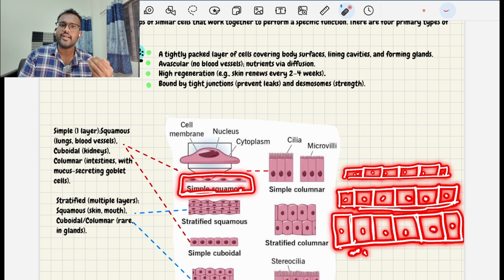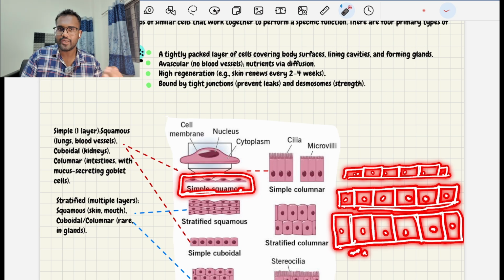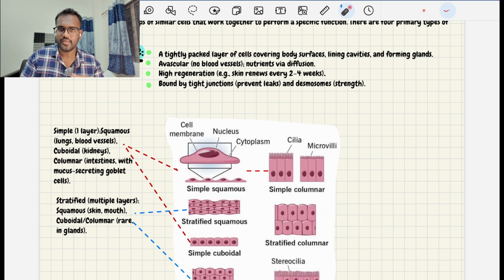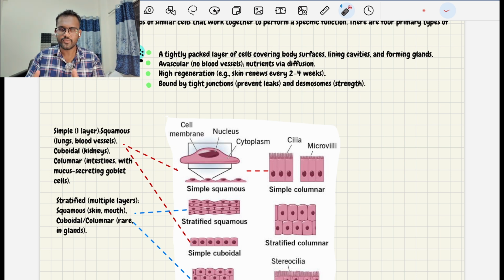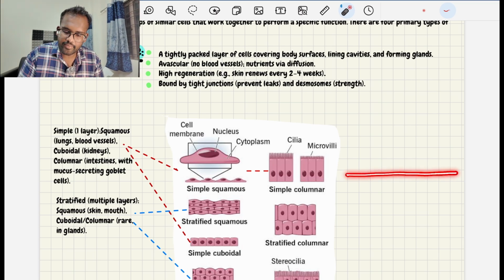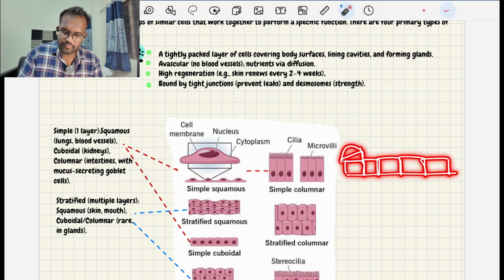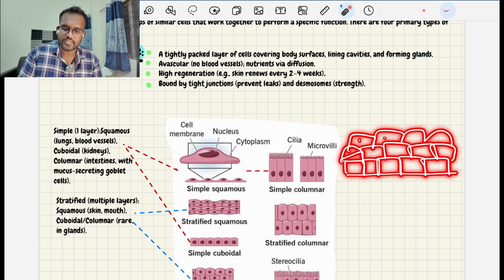Then we have stratified squamous epithelium. What is stratified squamous epithelium? Stratified in the sense multiple layers. The same thing which I explained in the simple squamous epithelium, but here the layers will be multiple layers. So there will be a lot of layers of cells, and that is a stratified epithelial tissue.